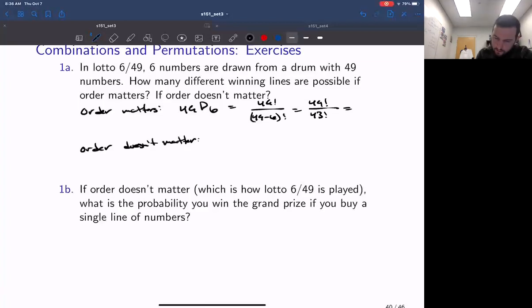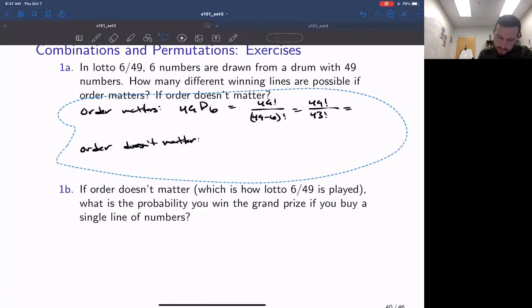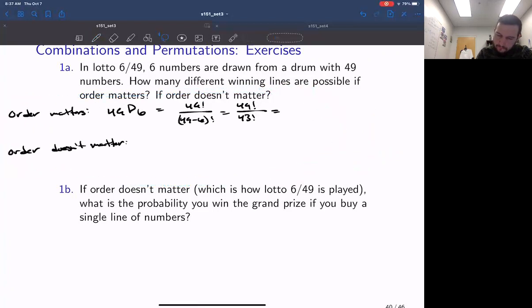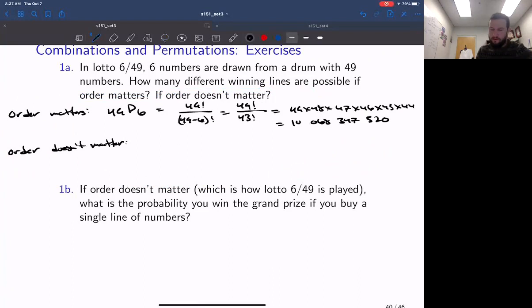I'm just going to move this over. Okay, so that's going to be 49 times 48 times 47 times 46 times 45 times 44, which is 10,068,347,520. So if order mattered in the Lotto 649, this is how many different winning lines would be possible every time we played.